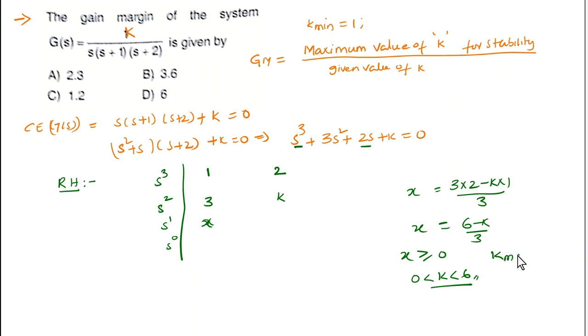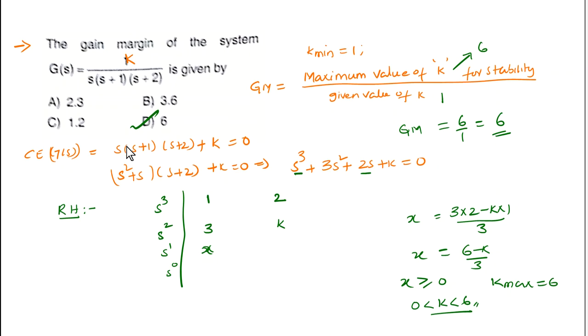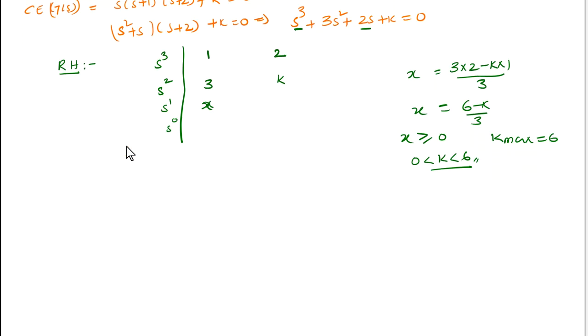What about the K maximum value? Here it is nothing but 6. So the maximum value of K for system stability is 6, and the given value of K is 1. So the gain margin is 6 by 1, which is equal to 6. So the answer is D. We'll move to the next question here.